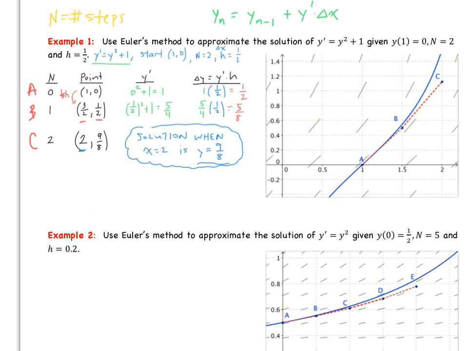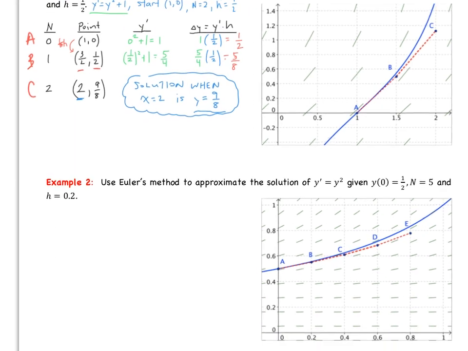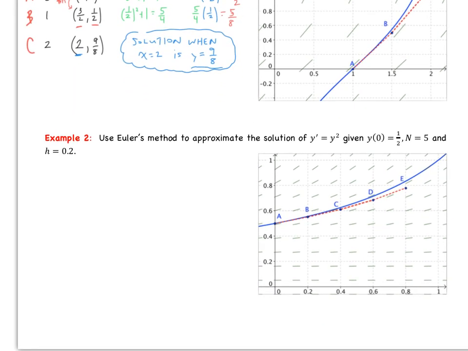All right, so in this second example, we're going to look at, what if we increase the steps? What if we increase the number of approximations we're doing? Are we going to be more accurate? Let's take a look at this next example. Now, y prime is y squared. We're starting at the point 0, 1/2. We want 5 steps, and our delta x, or our h value, is 0.2. Now I'll go through these calculations. It's going to get kind of nasty, but you can follow along.